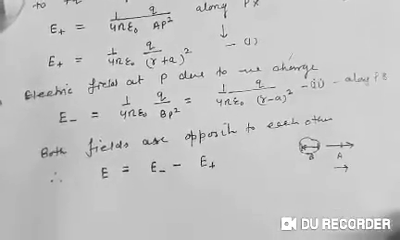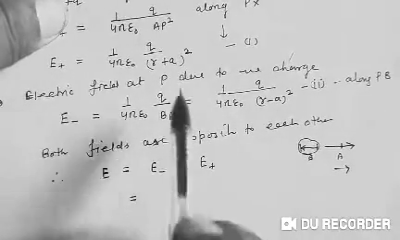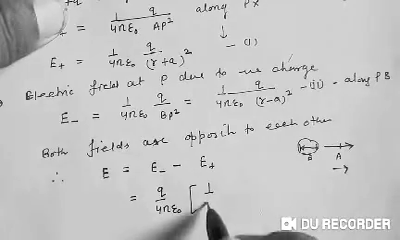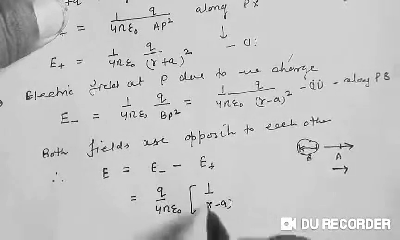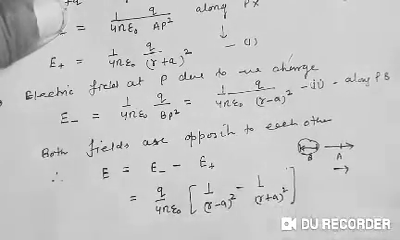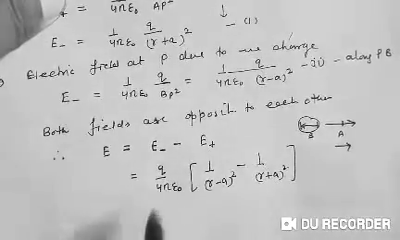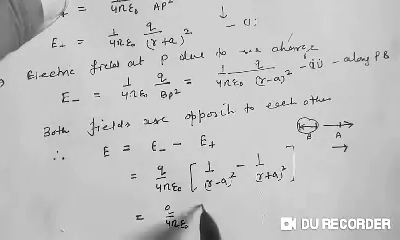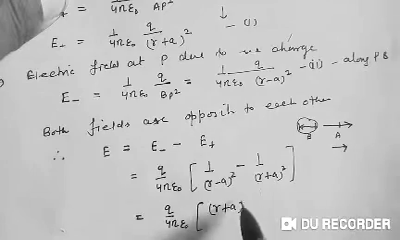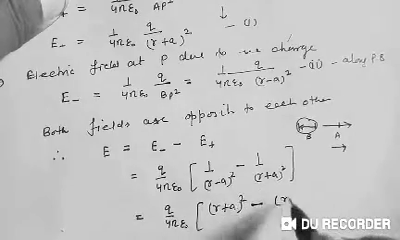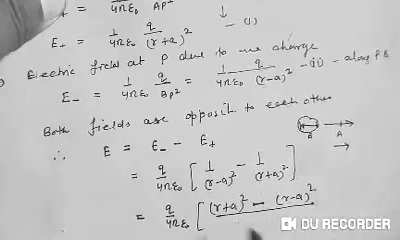So now you put the values here. When you put the values, you can see q/4 pi epsilon 0 is coming common. So take it common, and what remains is 1/(r minus a) whole square minus 1/(r plus a) whole square. So now take the LCM. So q/4 pi epsilon 0, LCM is (r plus a) whole square (r minus a) whole square.